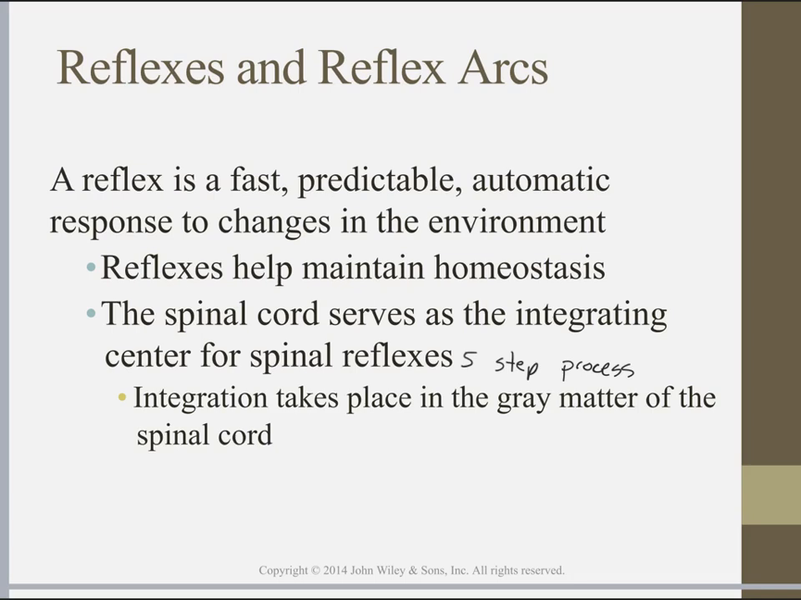Now we think about that as being really fast. So this is our fast, predictable response. How fast is it going? Well, it can vary from reflex to reflex, but typically these signals are going anywhere from 150 to 300 miles per hour. And it takes about 0.15 seconds to complete an entire cycle from recognition of that stimulus all the way to the effect, the response.